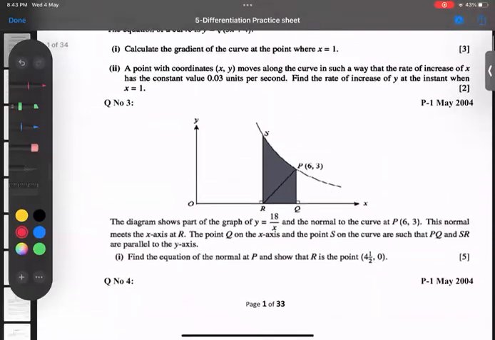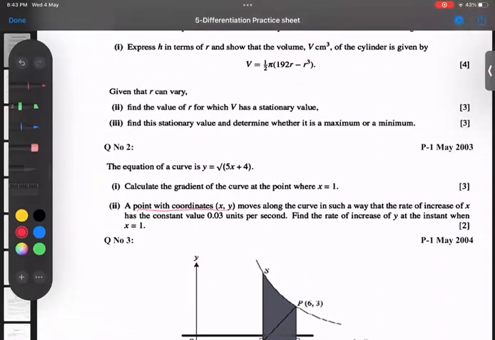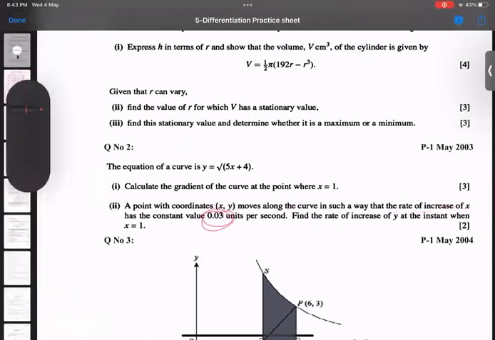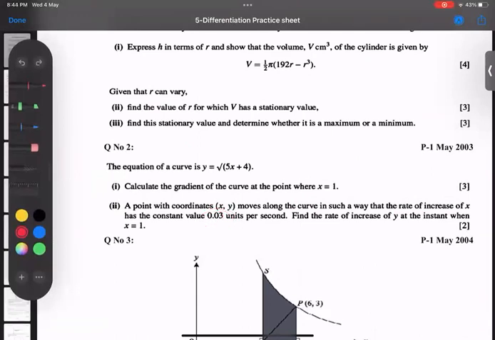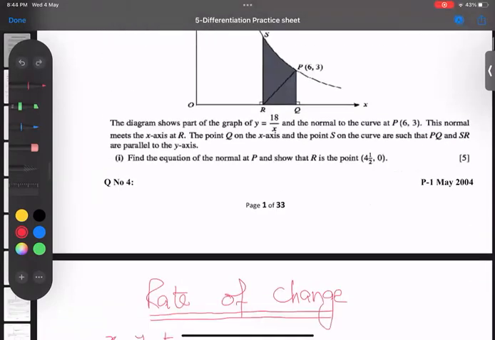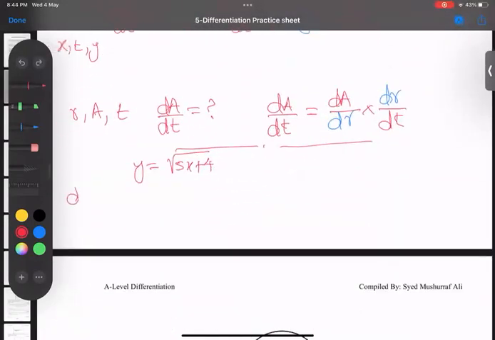What is the question he's asking here? At a point (x, y) on the curve, the rate of increase of x is given as 0.03. So I repeat: the rate of increase of x is 0.03. It means I can write dx over dt is 0.03 units per second. Dx is units and t is seconds. I hope you got the idea.